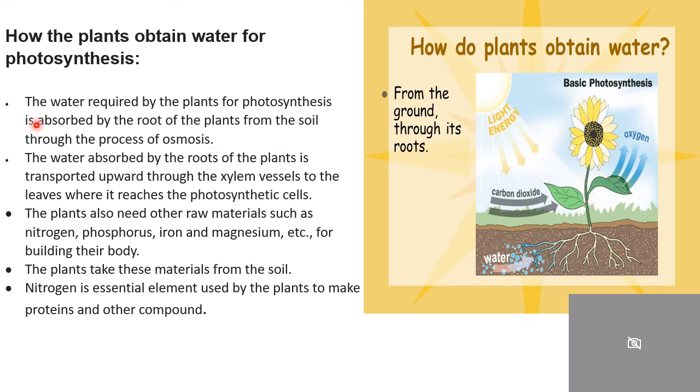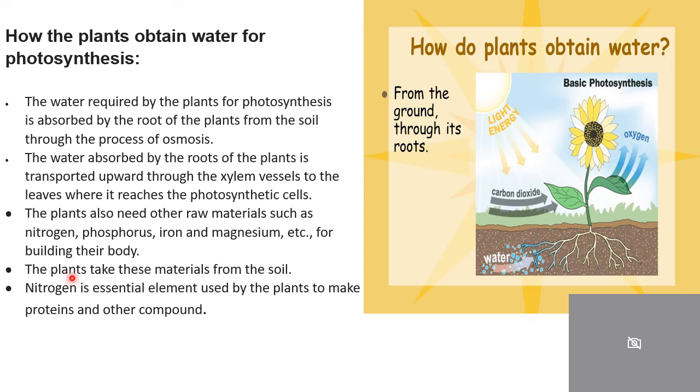So we'll go through a few points which have been mentioned here. The water which is required by the plants for the process of photosynthesis is absorbed by the root of the plant from the soil through the process of osmosis. Like in the last slide I used the term diffusion, here you came across a new term, osmosis, which we'll be learning in detail afterwards. But just remember that water is absorbed through the roots by the process of osmosis.